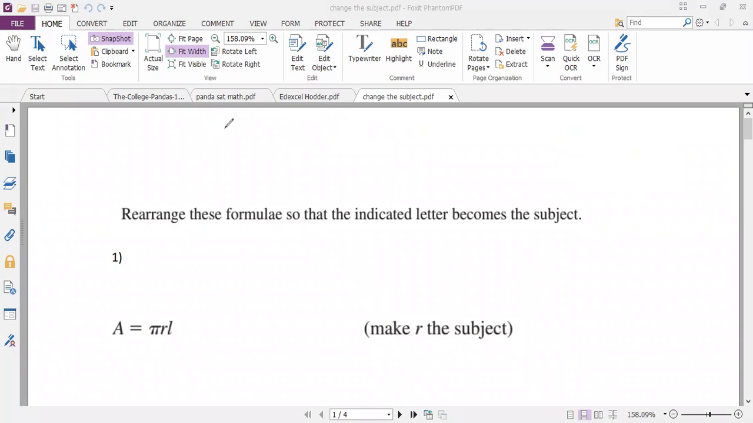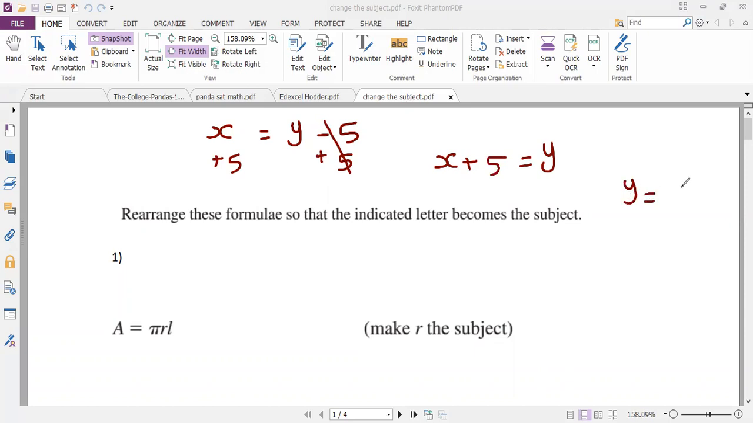So if I have x equals y minus 5, and I want to make y the subject, we can add 5 to both sides just to cancel minus 5 and 5. You are left with y on this side, and on the other side you will get x plus 5. You can switch sides and write y equals x plus 5. Okay.